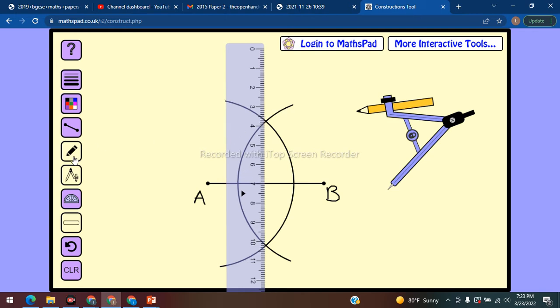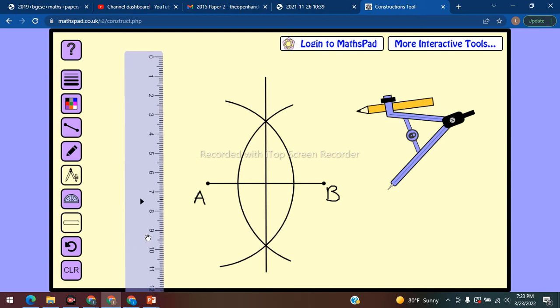All right, so let's cut it. Very good. Directly in the middle. All right, and so we've bisected the line. Any questions on this?